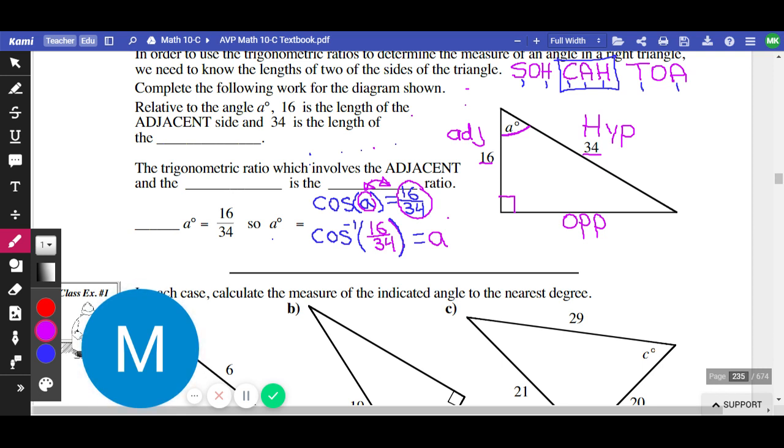Okay, this time I got 61.9. Is that what you guys got? Beautiful. When we round angles, we round to the nearest whole angle. So side lengths, we always do one decimal. For angles, we just go nearest whole angle. So 61.9 would round to be 62 degrees.